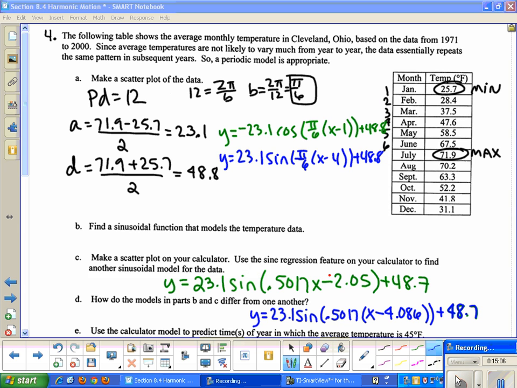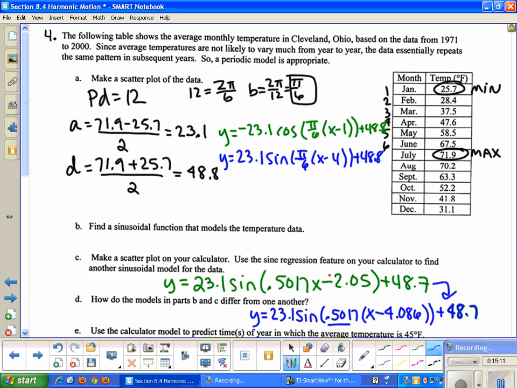So I wrote the equation down, and then if you'll notice this equation that's below it in blue, what I did was factor out that b value so that we can write the equation as we normally do. And notice when I factored out the b value, if I do 2.05 divided by 0.5017, I get 4.086, which is very close to our phase shift right here.